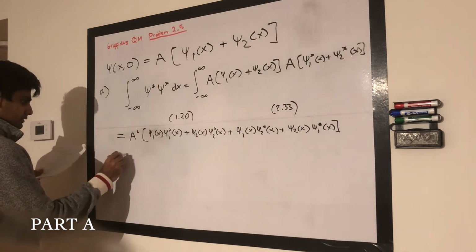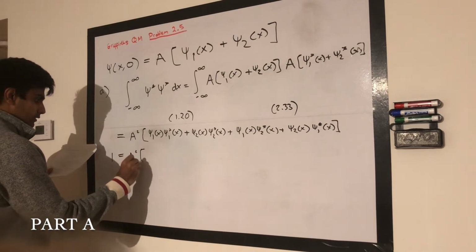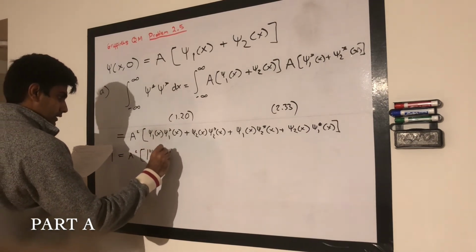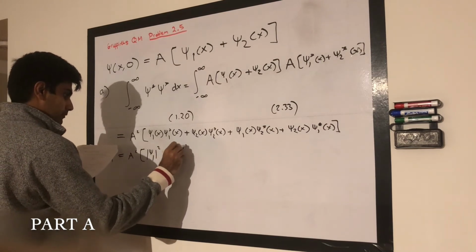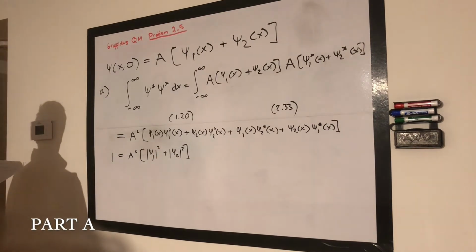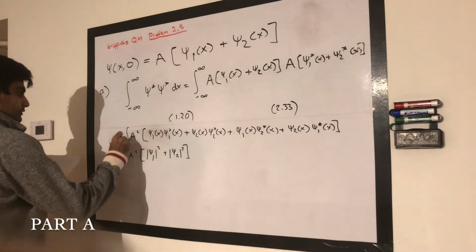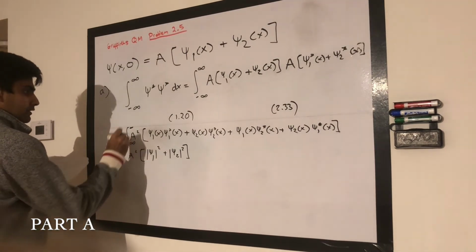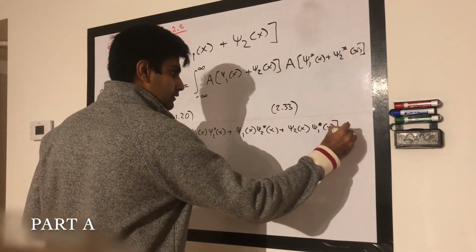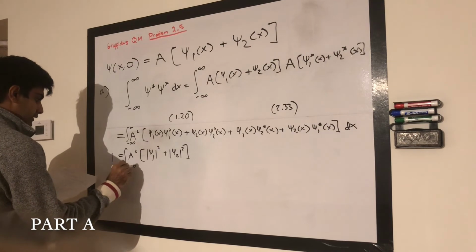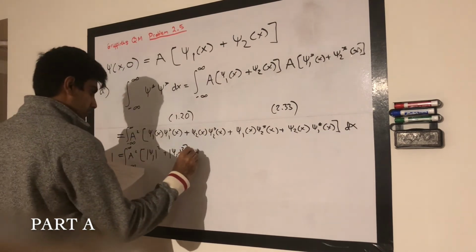So 1 is equal to A squared, psi 1 squared plus psi 2 squared. I've been forgetting my integral signs. Integrate minus infinity to infinity dx.